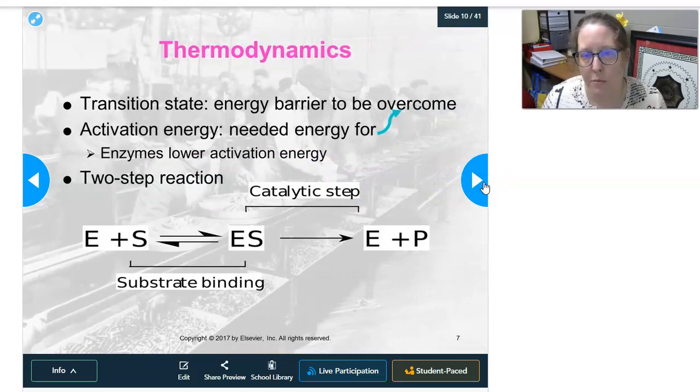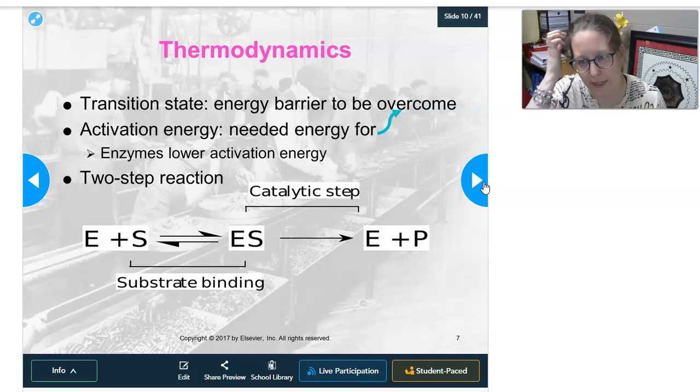All right, a little bit on the thermodynamics of enzyme reactions. The transition state is the energy barrier that needs to be overcome for the reaction to happen. The activation energy is the energy that needs to be supplied for that energy barrier to be overcome. And it's often supplied in the form of enzymes that use ATP to do the work. And they help lower the activation energy that is required for that chemical reaction to happen.